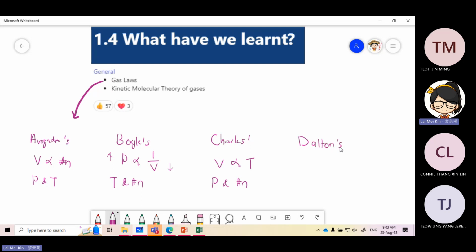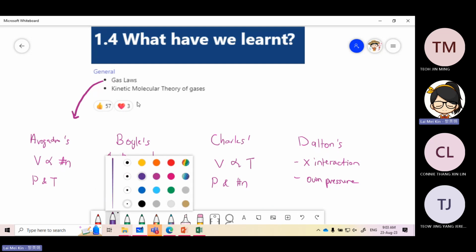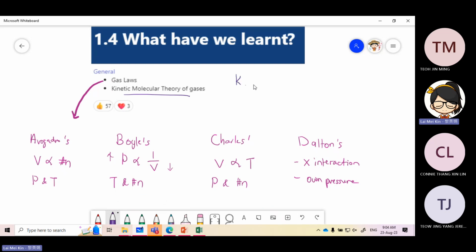What are the 2 assumptions that you have to remember in Dalton's law? No interaction between the gas particles. And the next one, own pressure: they will give their own pressure independently. That means the gas will not care about the other gases. Even if I mix them together, they will still give their own pressure. Very good.